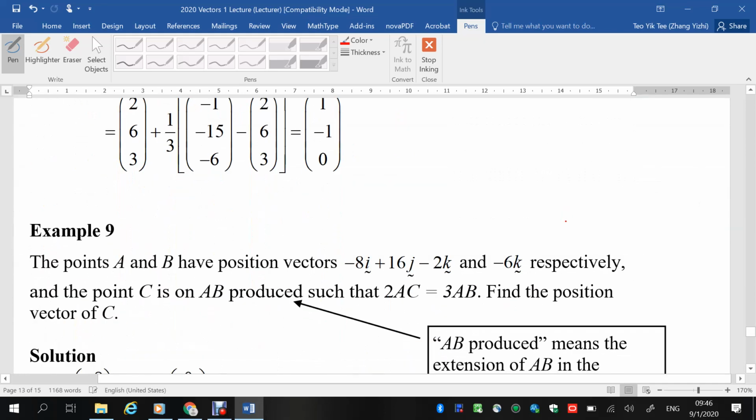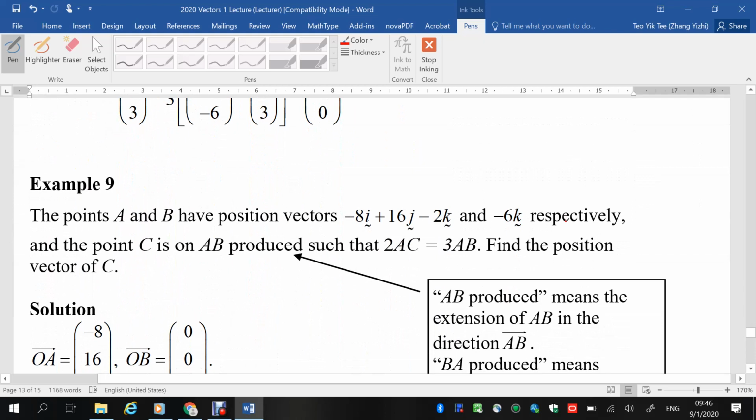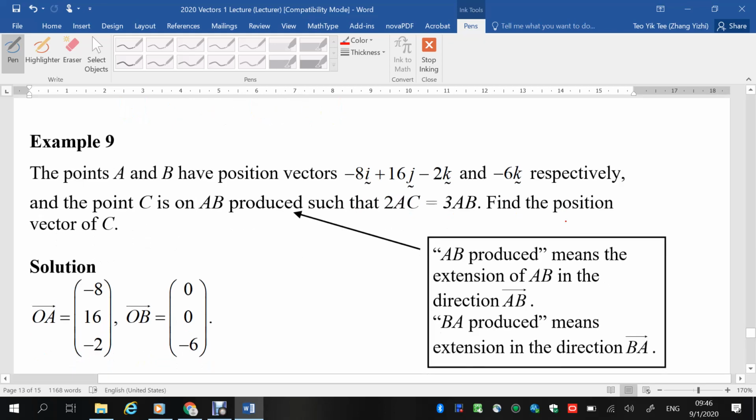Able to do it? Okay, take note of the setting of this question. Just now G was on the line segment. Now C is on AB produced. So read the question carefully. AB produced means AB extended out some more. AB produced is different from BA produced. So take note of this.